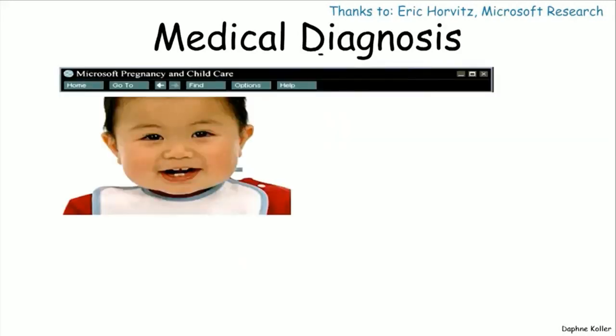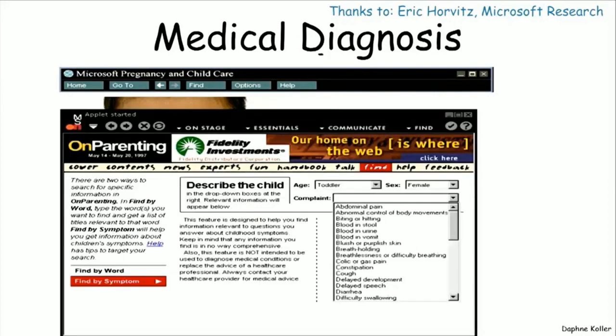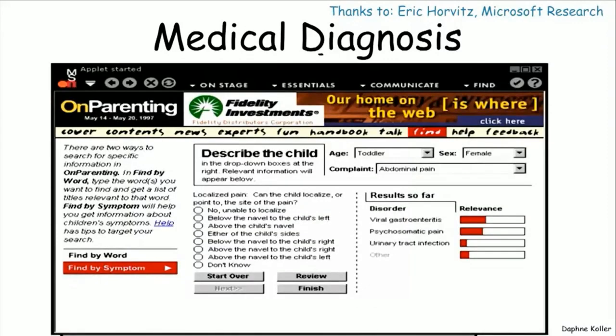We've already discussed medical diagnosis as an example. So here is a real-world application. This was something that was fielded on the Microsoft network for helping parents figure out what was wrong with a sick child. The site was called On Parenting, and parents could enter the primary complaint and then were led through a series of questions that allowed the system to provide a probability distribution over the most likely diagnoses of what was ailing the child.